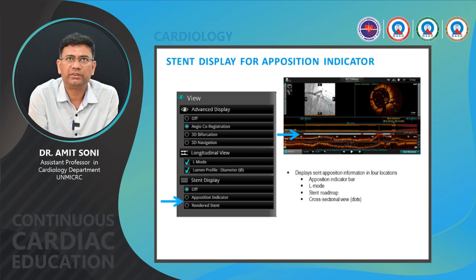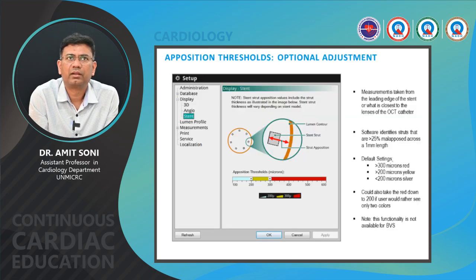Stent display for apposition indicator. Display the stent apposition information in 4 locations: apposition indicator bar, longitudinal mode, stent road map and cross-sectional views. Apposition threshold is adjustable. Measurement is taken from the leading edge of the stent, or what is closest to the lens of the OCT catheter. Software identifies the stent struts that are more than 25 mm apposed across the 1 mm length.